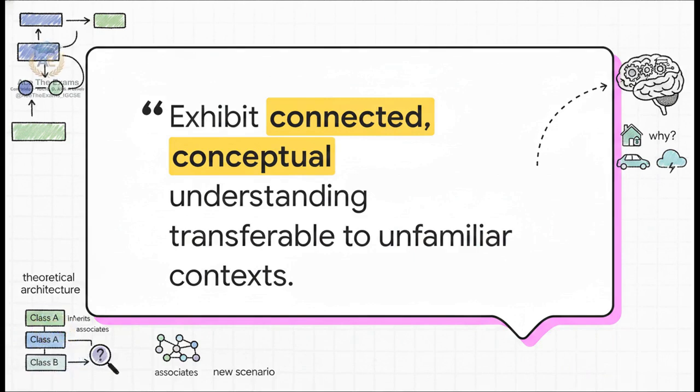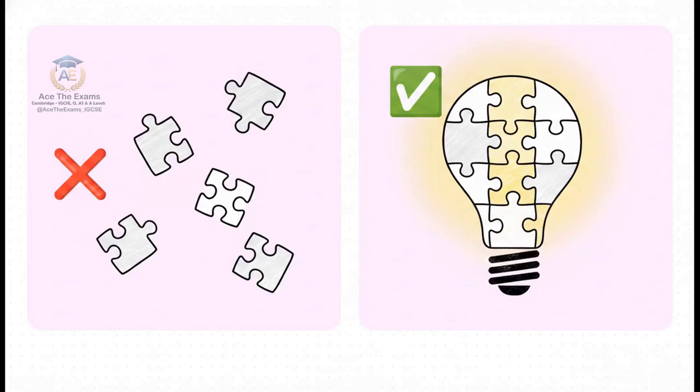This PEAL framework is the absolute best way to show that connected, conceptual understanding the examiners are literally begging for. The ultimate difference between an average, middle-of-the-pack answer and a top-tier answer comes down to isolated facts versus cross-topic connections. The data from the principal examiner reports is crystal clear on this. Candidates who integrate cross-topic connections, meaning they seamlessly link OOP class design to other syllabus areas like data representation or file processing, achieve significantly higher marks.